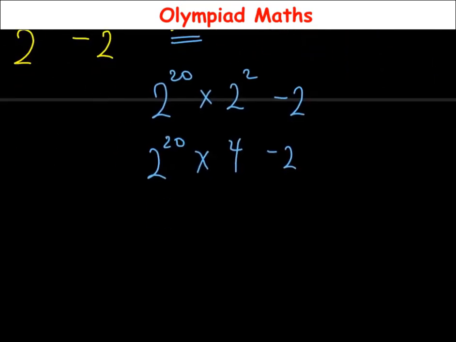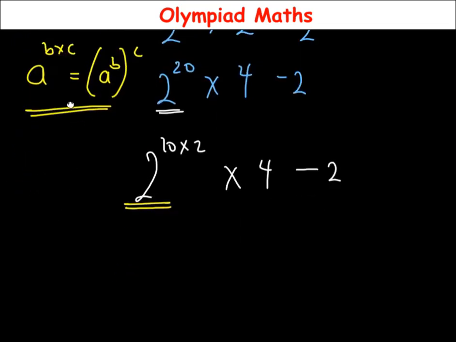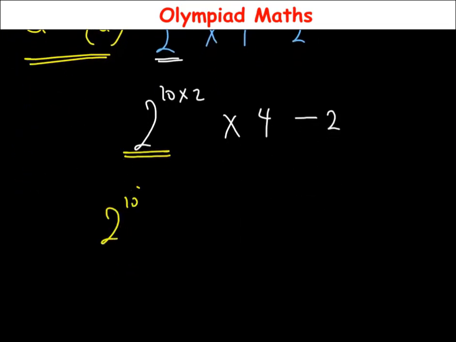From here, we need to simplify 2 raised to power 20. And how do we go about it? Now we can express 20 as 10 times 2. So 2 raised to power 10 times 2, then times 4, then minus 2. Now there's a rule that if you have a raised to power b times c, this can be written as a raised to power b, power of c. So applying this rule, we have 2 raised to power 10, then power of 2, then times 4, then minus 2. From here, we need to get the value of 2 raised to power 10.